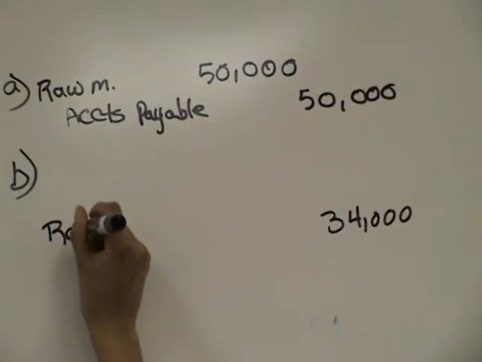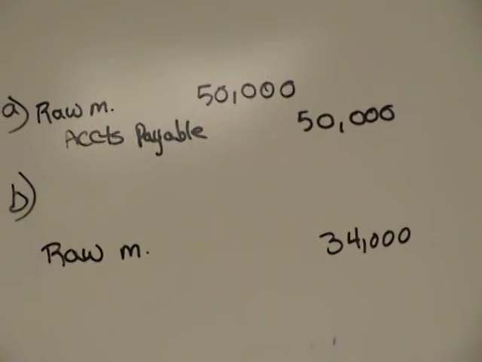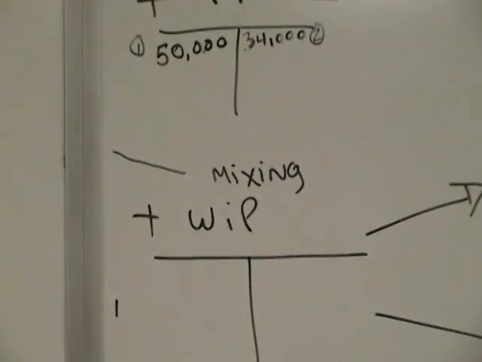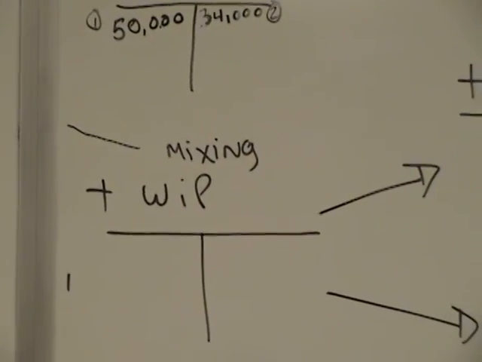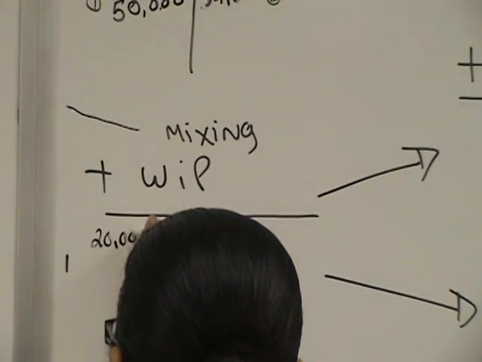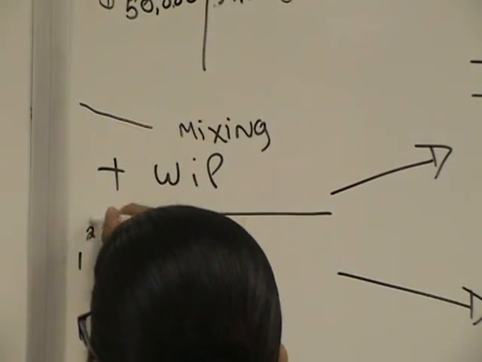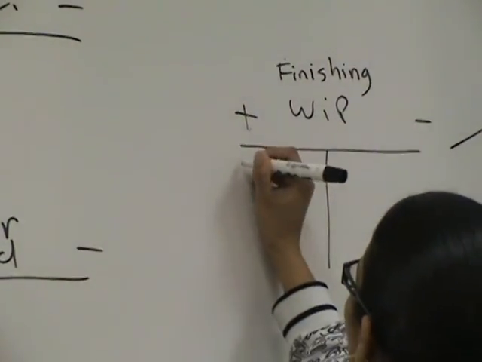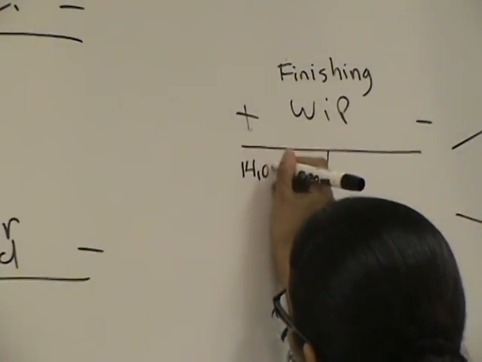Okie dokie. Now, go back to your T account. Go put into, see, mixing department? Put in there, how much did they say went there? 20,000 into mixing. Put 20,000 into mixing. Entry number 2. And then put 14,000 in the finishing work in process. And then she's going to finish the journal entry.